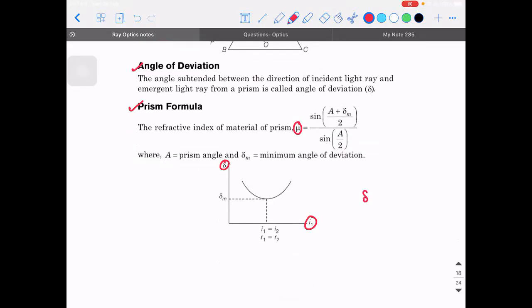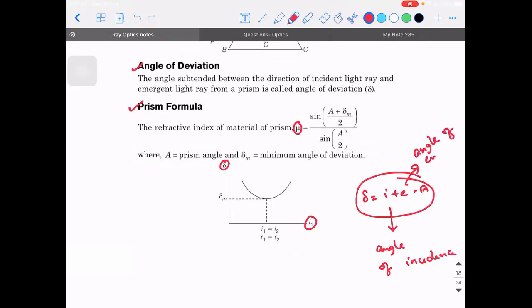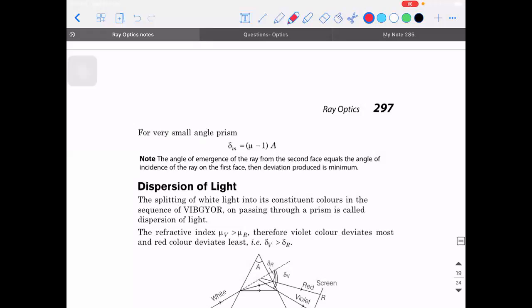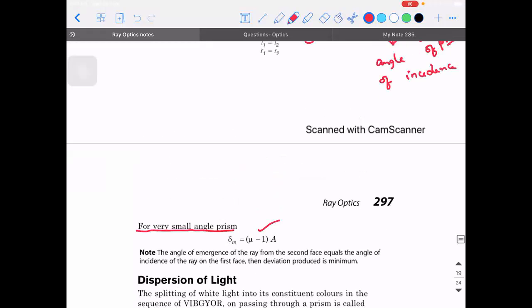So what is the value of delta, guys? Delta is equal to I plus E minus A. What does I stand for? Angle of incidence. E stands for angle of emergence. A stands for the angle of prism. Right? Similarly, if you talk about a very small prism, then delta m is equal to (mu minus 1) into A.